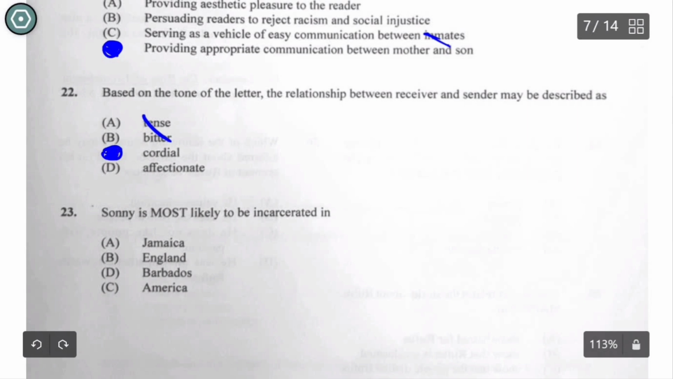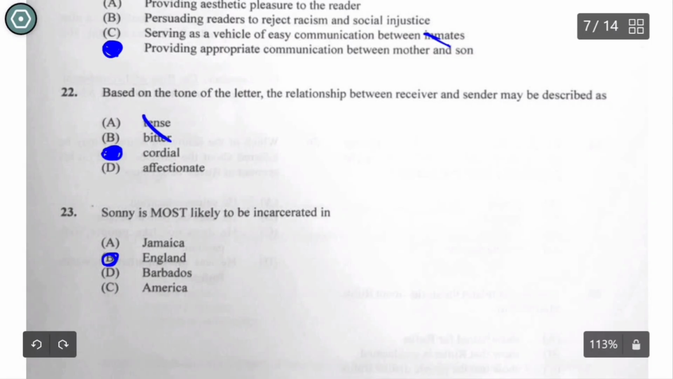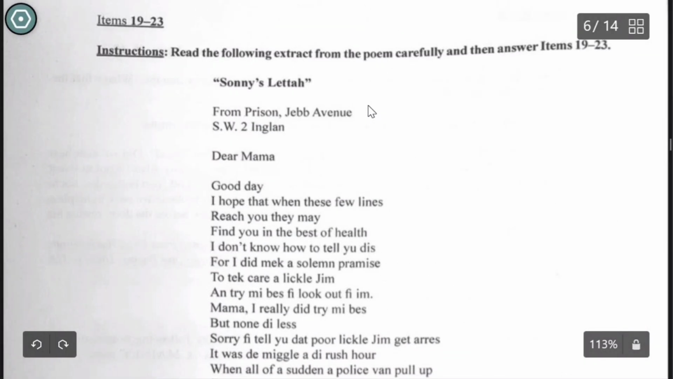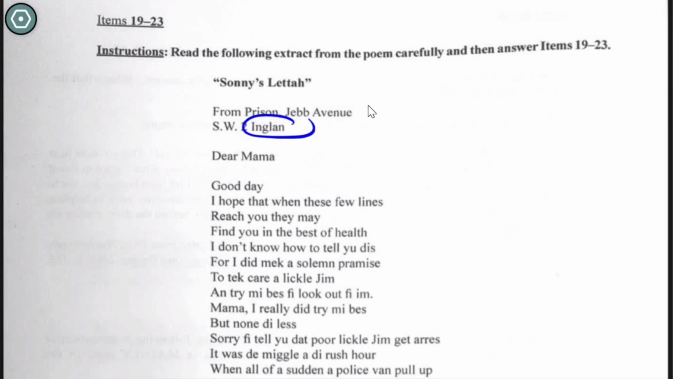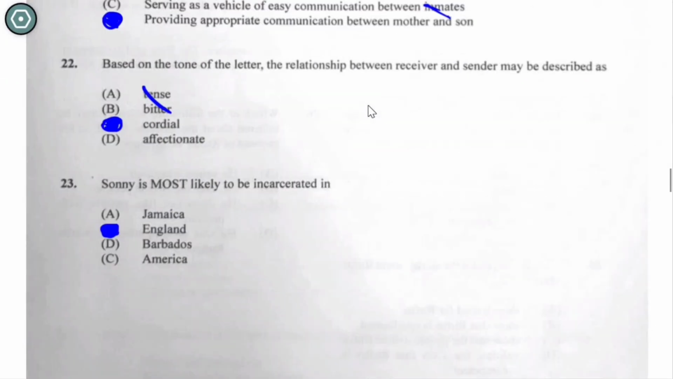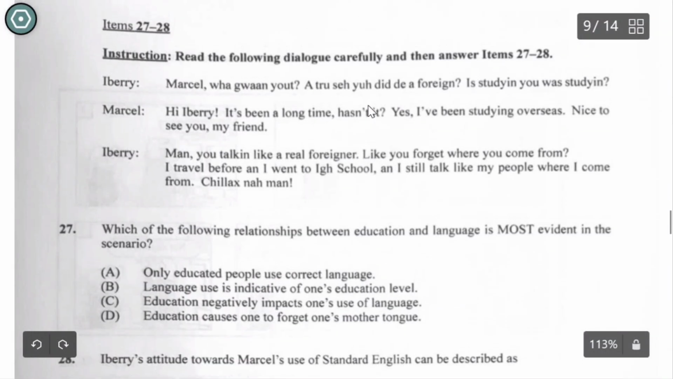I'd go with C. So, Sonny is most likely to be incarcerated where? In England, since that's where it is. Here we go. That's the thing given on from Jeb Avenue in England. There you go. So those were questions 19 to 23. So we're up to 24 to 26.